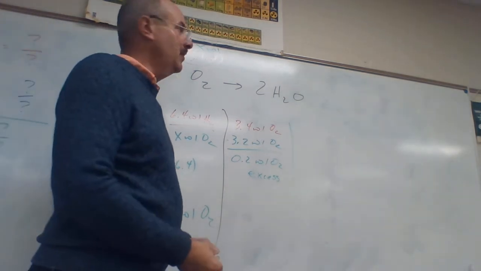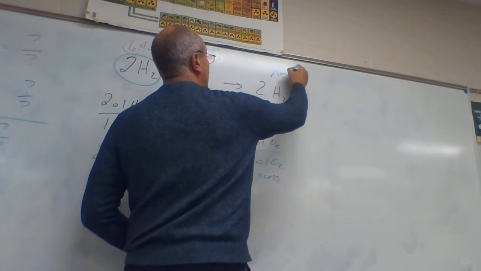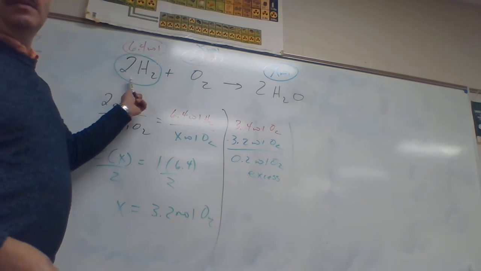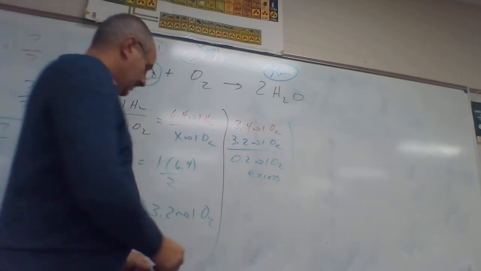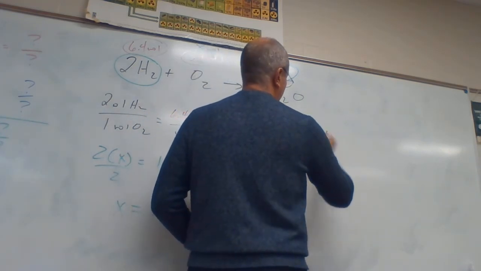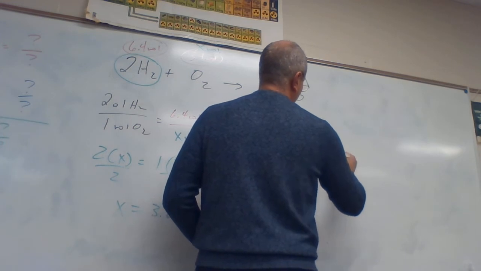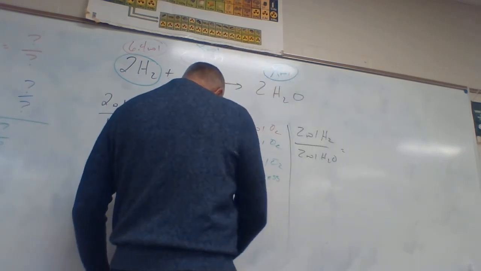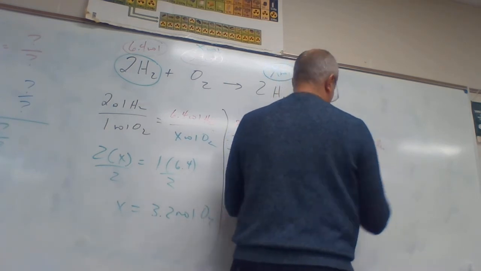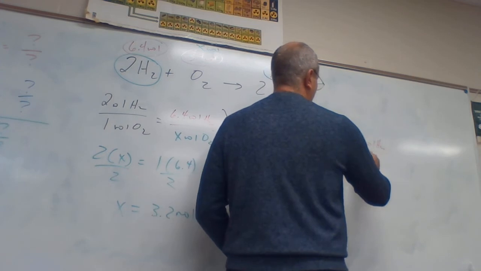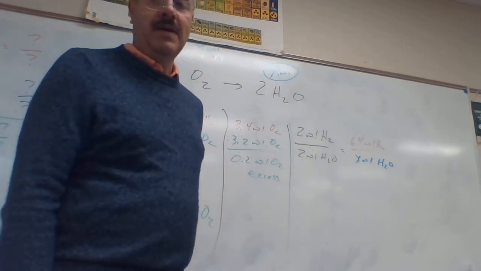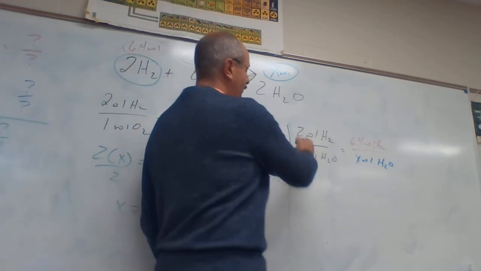Now the last part of this question is, how much water am I going to make? According to that, I got to use this one over here. I got to use that quantity. So I'm going to use, according to the balanced equation, 2 moles of H2 will make 2 moles of H2O. And then I have 6.4 moles of H2, and we want to find out in blue, X moles of H2O that'll be made. So from there, cross multiply.